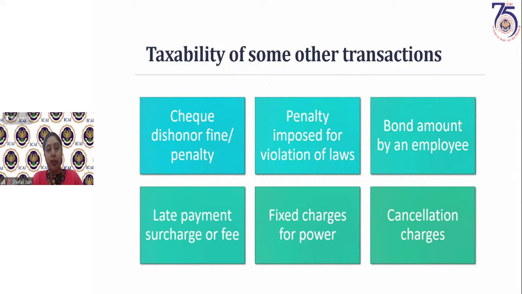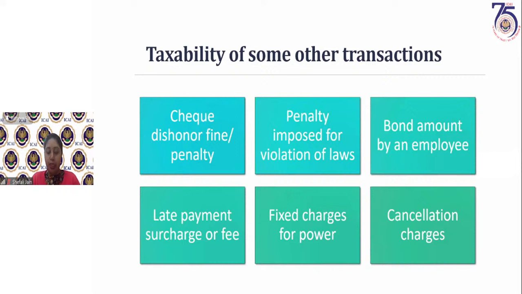First is the cheque dishonor fine, or cheque dishonor penalty. If any bank or any supplier is levying any fine for dishonor of the cheque, then that will also not be considered as a supply for consideration, where fine or penalty is the consideration. Here also the same logic applies, that this was never the intention in levying the fine, that the cheque should be dishonored. No. This has been done to ensure the performance of the contract, to ensure that the person keeps the money there so that his cheque is honored. So whatever fine or penalty is being levied for dishonor of the cheque will not be included in para 5E.